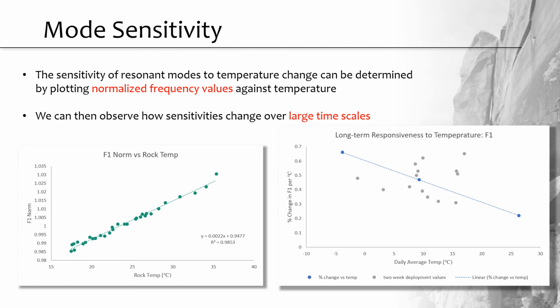In addition to that, we can observe that these sensitivities to how much the resonant modes change with temperature also change over larger timescales. In the plot on the right, I've plotted our results for the mode sensitivity in all 3 deployments, and those are the blue dots. When we applied a linear trend line, it fit really well, but you can also see with these gray dots, these are all the different values for mode sensitivity from each day of that 2-week deployment. As you can see, the mode sensitivity varies quite a bit.